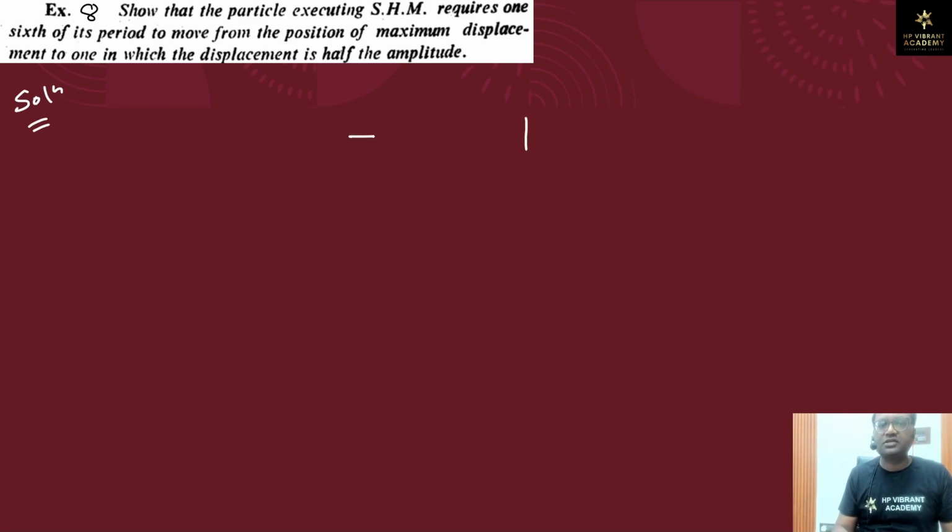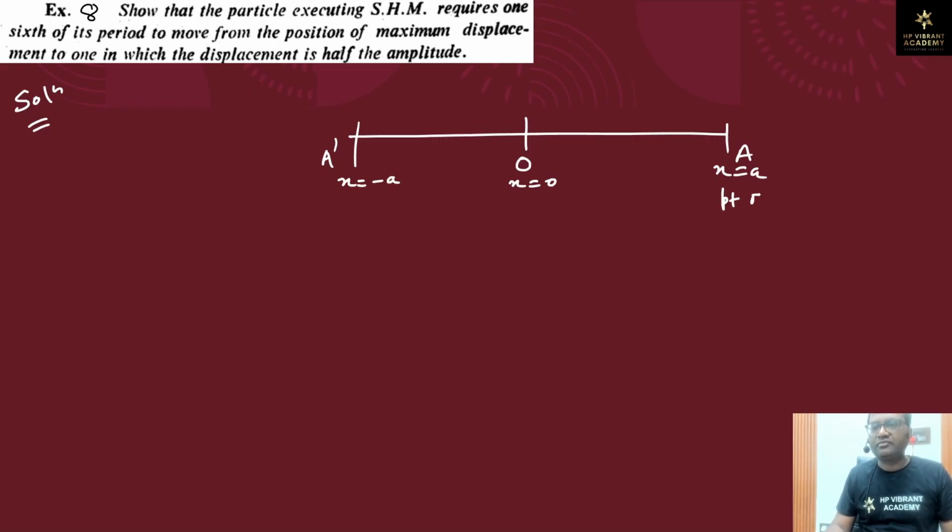So let us consider a SHM like this. So we have the center of force as origin, and these are points of extremity A and A dash. So this is x is equal to A, this is x is equal to 0, and this is x equal to minus A. So this is the point of maximum displacement, and this is the point of half amplitude. x is equal to A by 2 is the point of half amplitude.